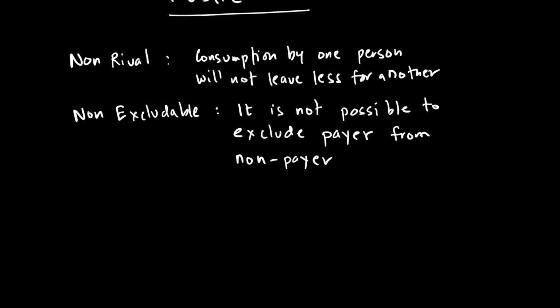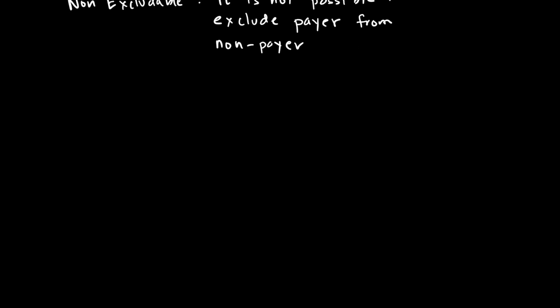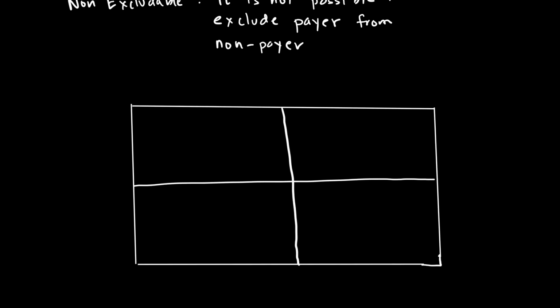We also look at this in terms of a table, which is useful for us to remember because it helps us categorize our goods. So let me make that table. On one side I'm going to write rival and non-rival, and on the other side I'm going to write excludable and non-excludable.